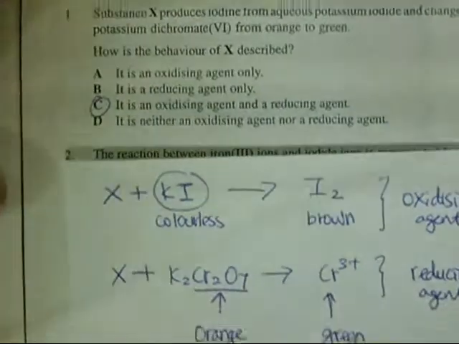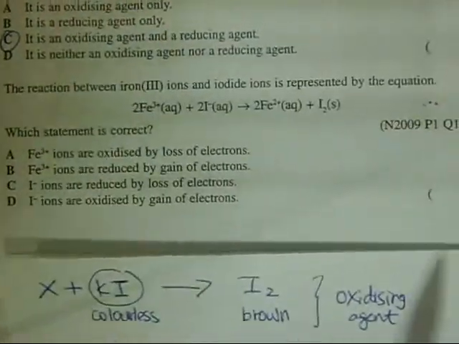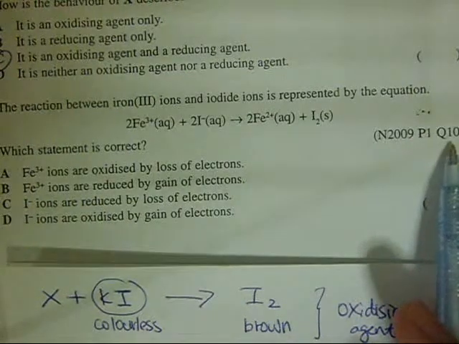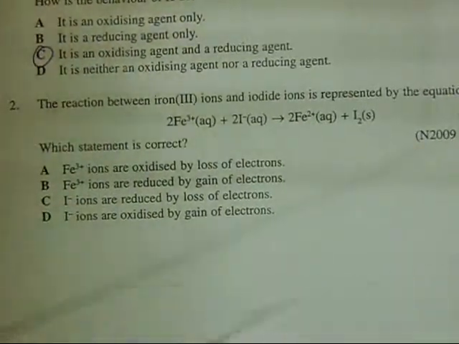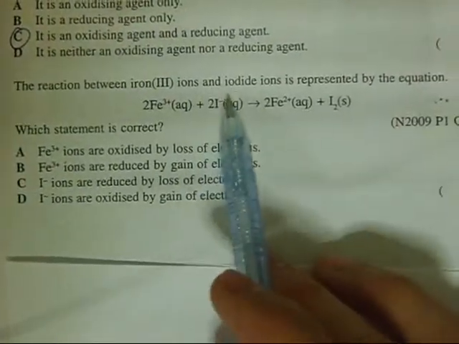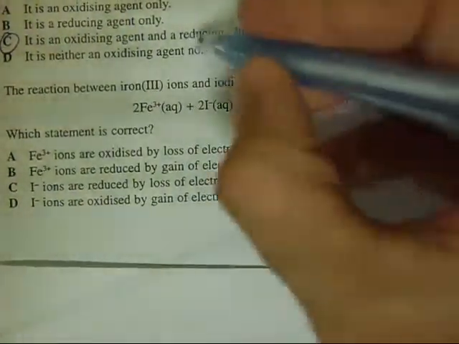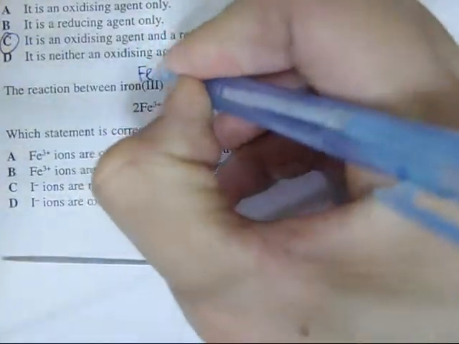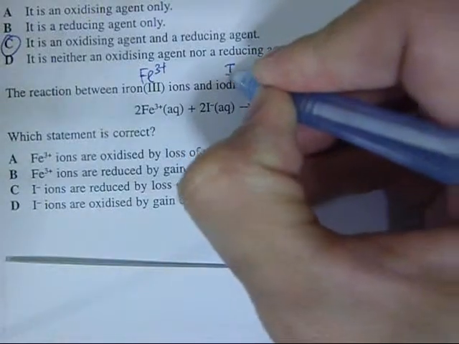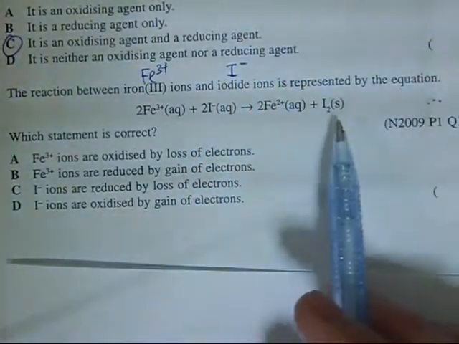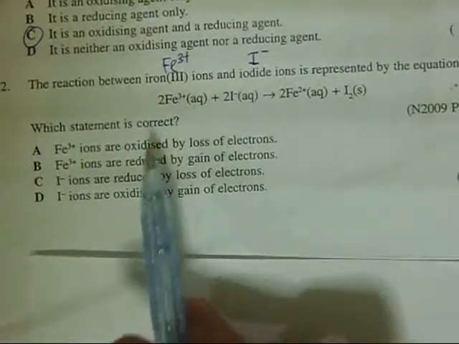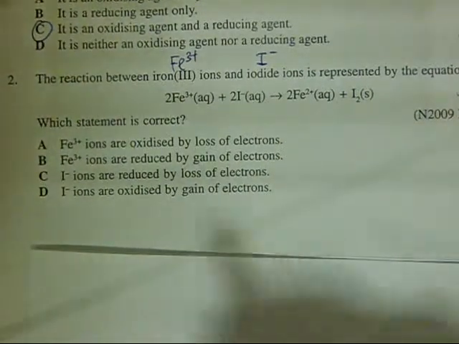Now, let's go to the next question. The next question is from November 2009, paper 1, question 10. Now the reaction between iron(III) ions and iodide ions. Iron(III) ion basically is Fe3+, and iodide ion is I-. Okay, so the reaction between these two ions is represented by the equation like this. And which statement is correct? So you have to go through the statements one by one.